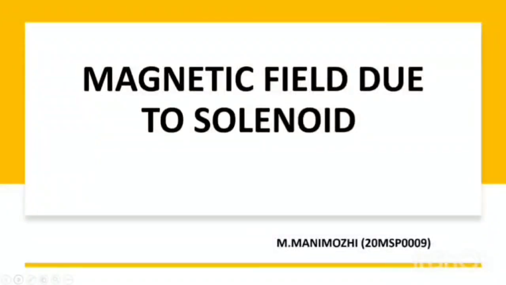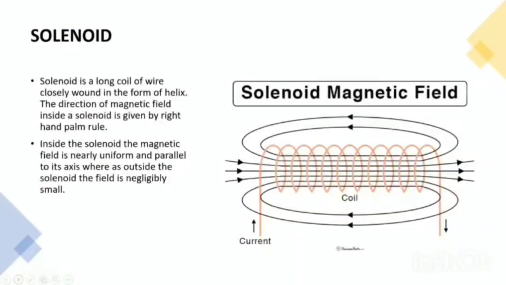Hello everyone. The topic is on magnetic field due to solenoid. The most important derivation in Ampere's law is finding the magnetic field inside a solenoid.